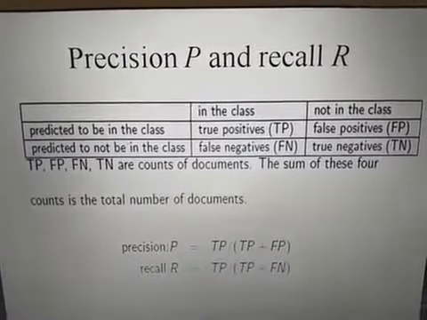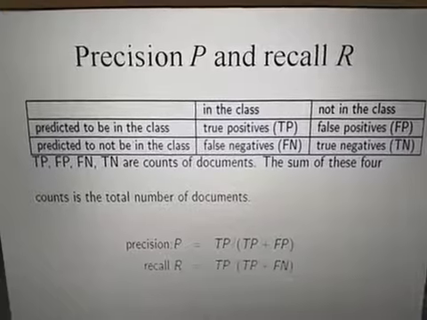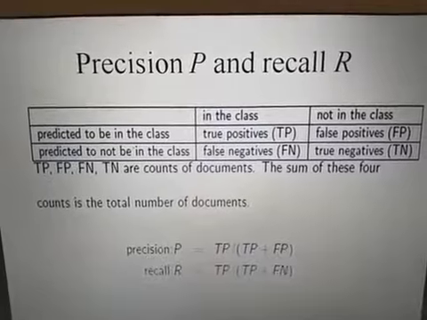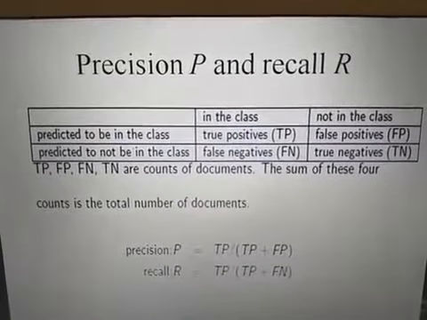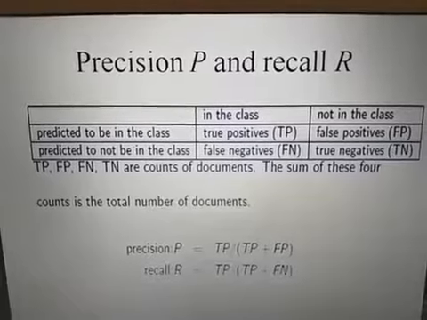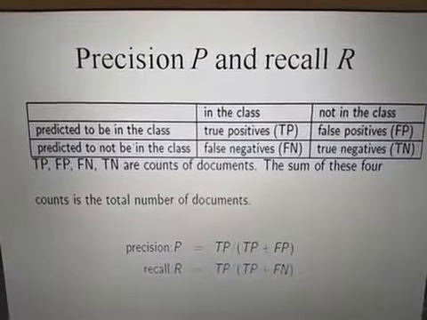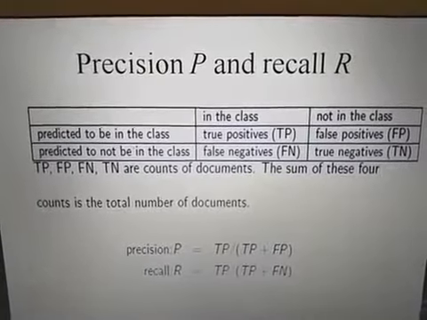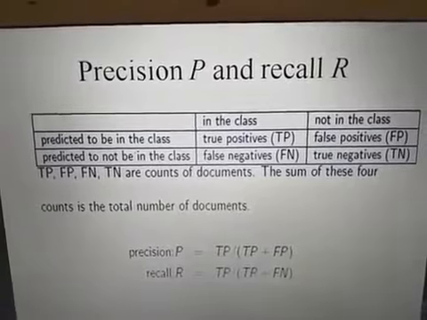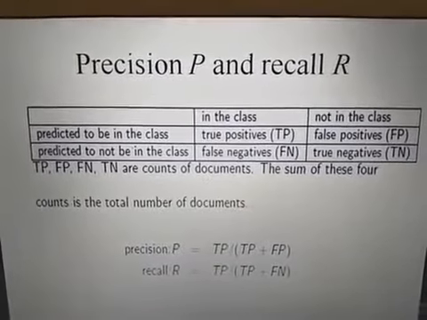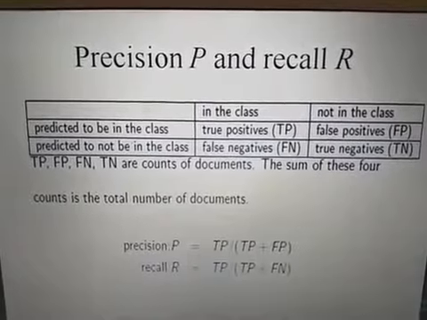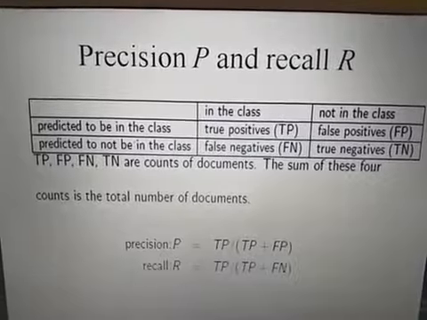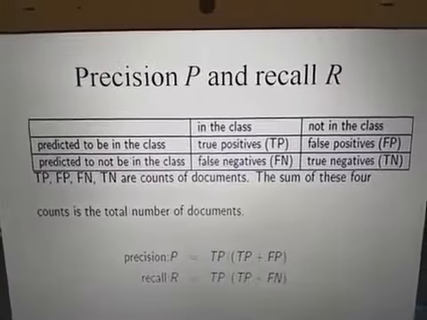If it is predicted not to be in the class and is not in the class, it is a true negative, or TN. So we can use the counts of these 4 measures, and the sum of these 4 counts is the total number of documents. If we add TP, FP, FN and TN together, we get the total number of documents. We can calculate precision as TP by TP plus FP, and recall as TP by TP plus FN.